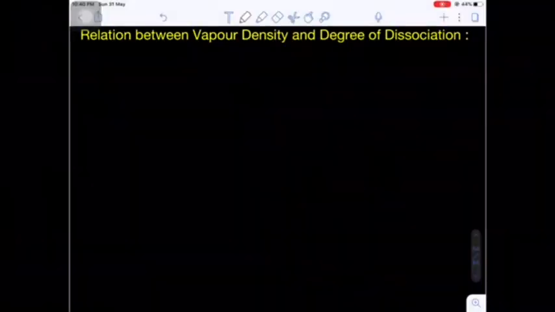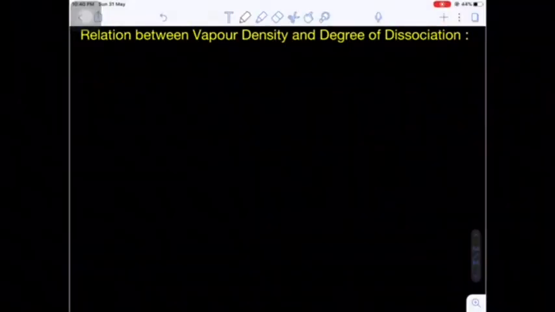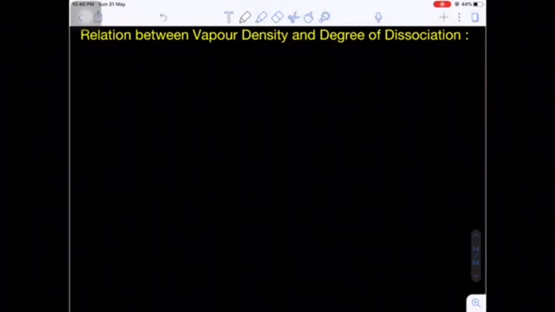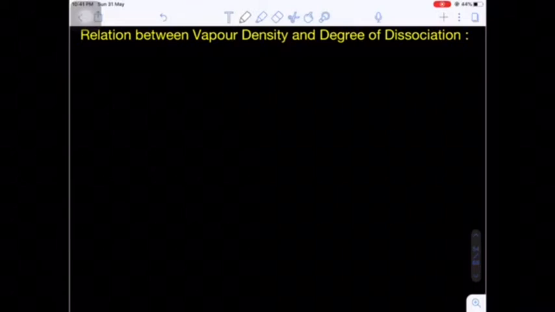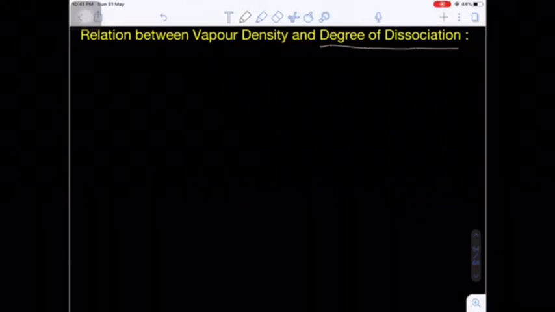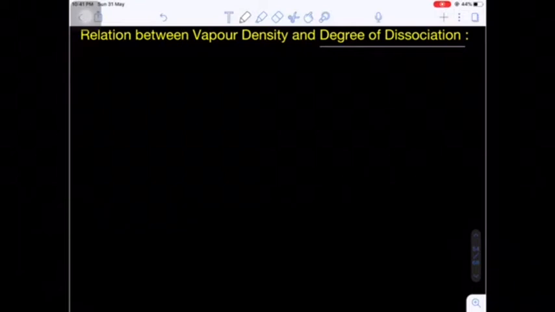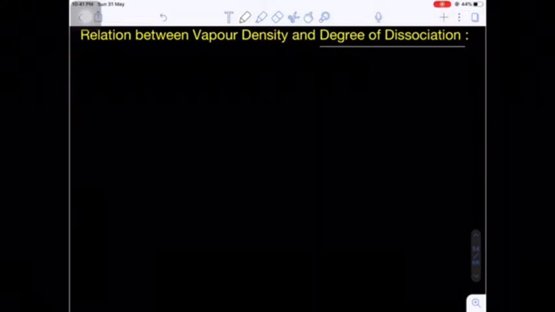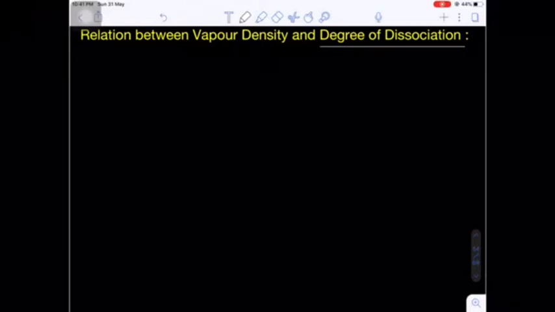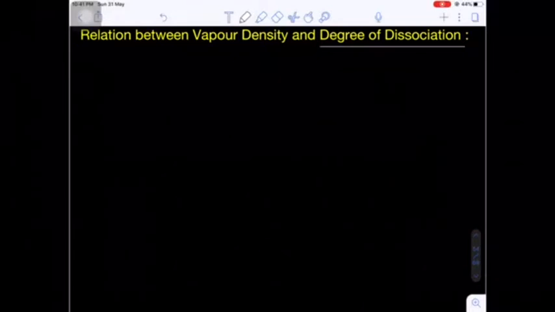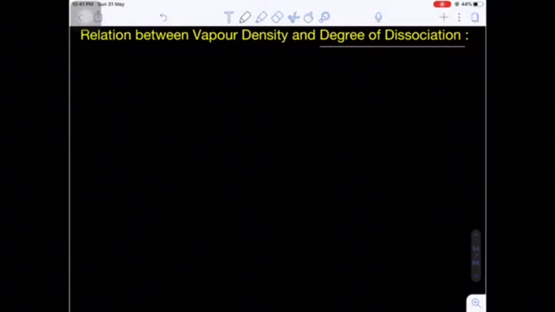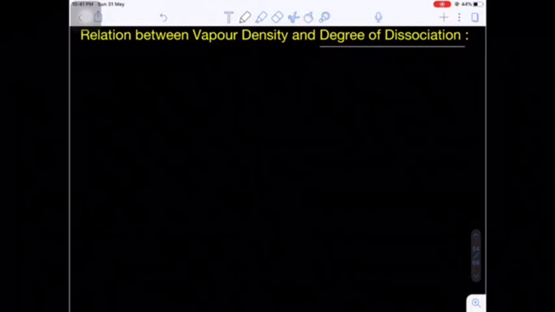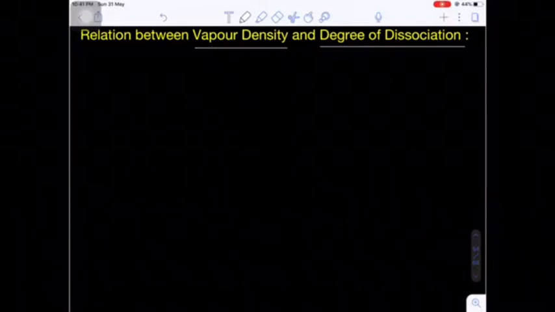Hello students. Today we are going to study a very important topic, that is the relation between vapor density and degree of dissociation. In the previous lecture we completed the degree of dissociation. What is the degree of dissociation? It is the number of moles dissociated per each mole of the reactant, that is the number of moles dissociated divided by number of moles initially taken. That is called degree of dissociation. Today we have to derive the relation between vapor density and degree of dissociation.